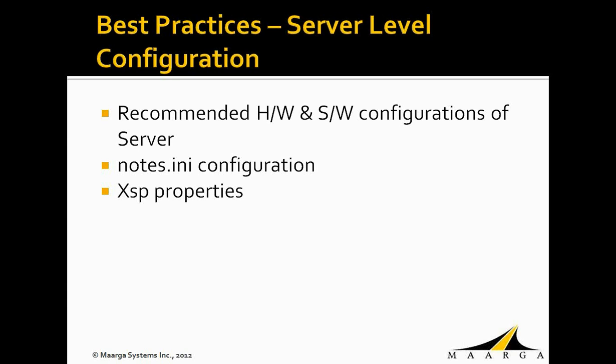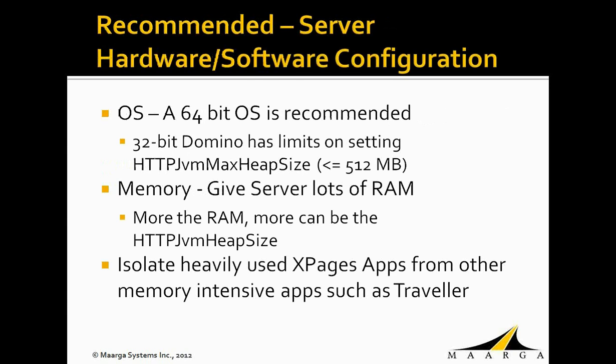So going to the hardware and software configuration, a 64-bit OS is always recommended. I can narrate my experience in deploying one of the applications. 32-bit Domino has a limit on setting the HTTP heap size. Even though your server has a lot of RAM, like 4 GB or 5 GB, you still have a limit on the maximum size that can be set if it is a 32-bit Domino running on a 32-bit OS.